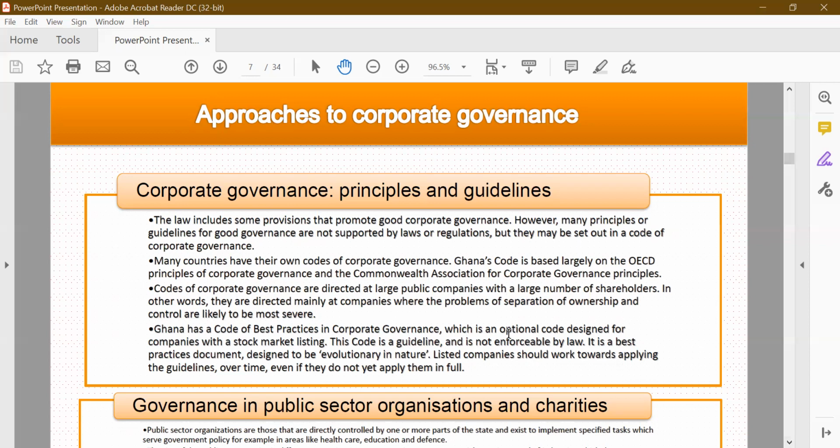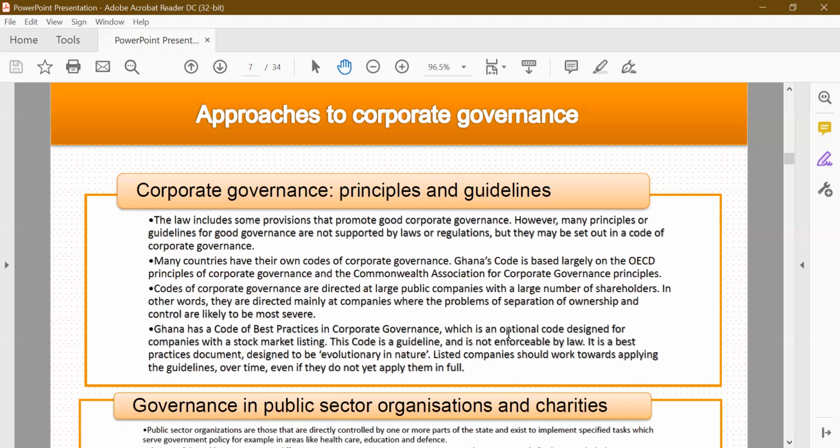Another thing I need to mention here is that corporate governance codes are usually directed at large public companies with a large number of shareholders. In other words, they are directed mainly at companies where the problems of separation between ownership and control are likely to exist. Those large public companies would likely have the problem of separation of ownership and control.